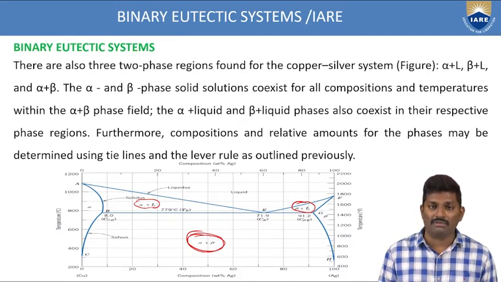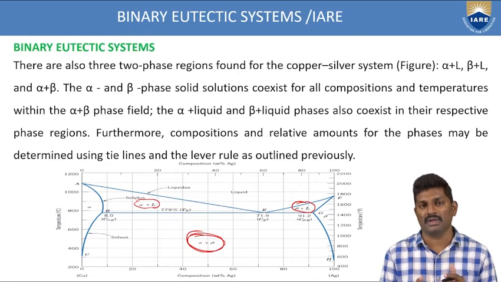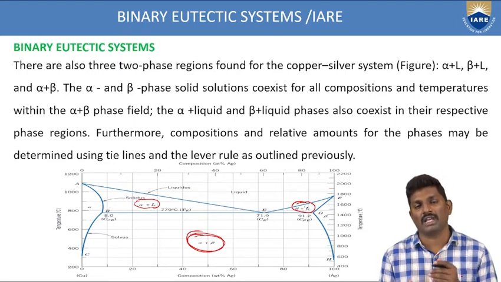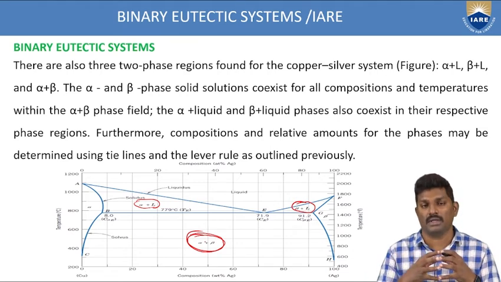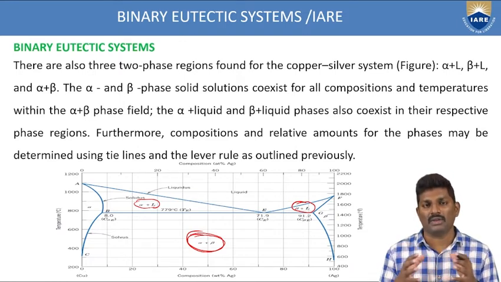Here, alpha plus L means one solid and one liquid. Beta plus L is also one solid and one liquid. And coming to alpha plus beta, it is a combination of two solids. Alpha plus beta are two solids. So here two are liquid plus solid and one has both solids. So in total you have 3.